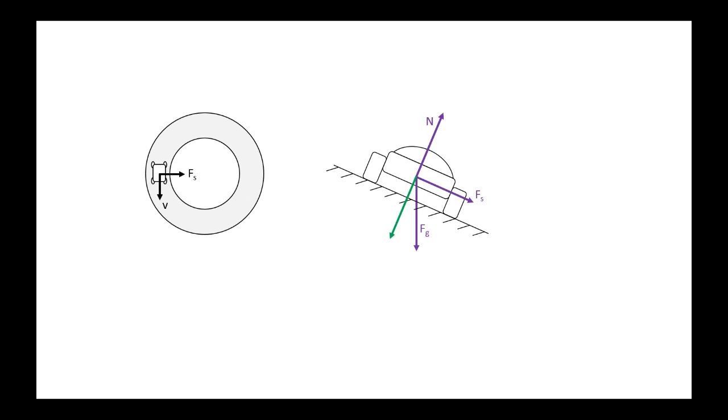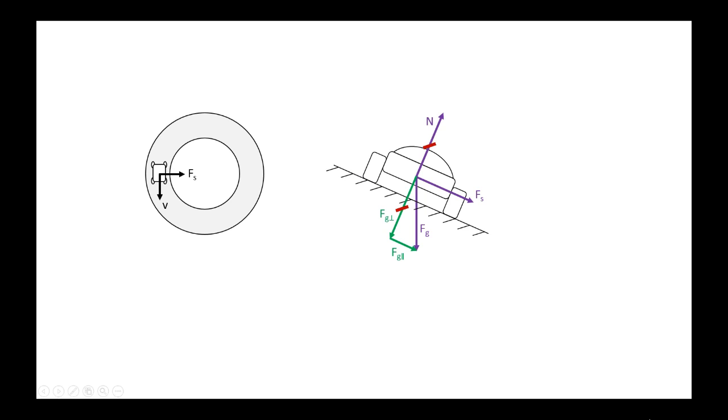So we could draw the x and y components of gravity, and instead of calling this the y component, we'll call it the component perpendicular to the surface, because here's the surface, here's the component, and they make a right angle. This component is perpendicular. And this component down here is the parallel component of gravity, parallel to the surface.